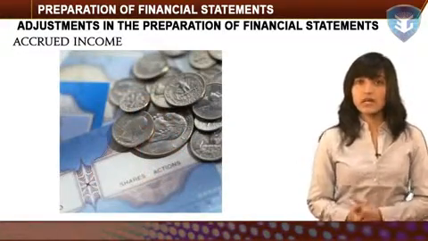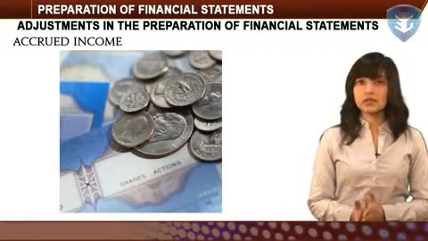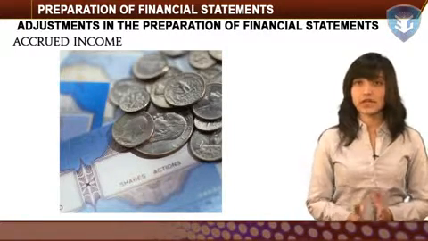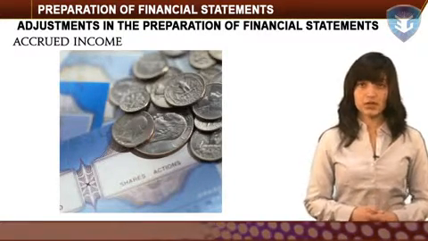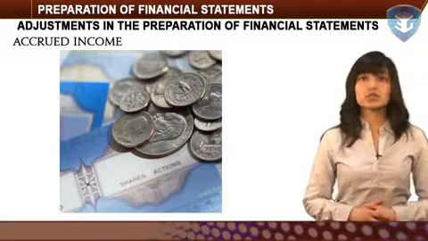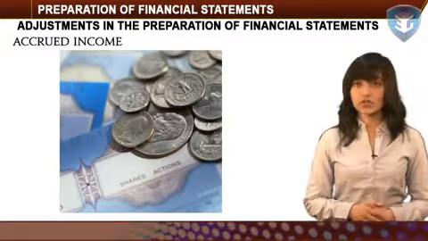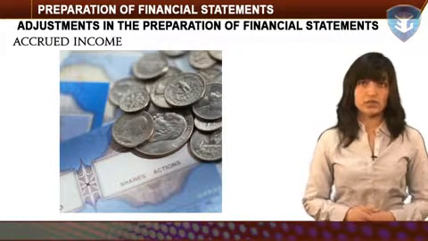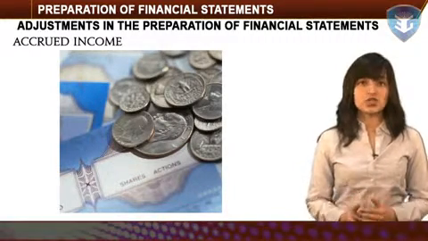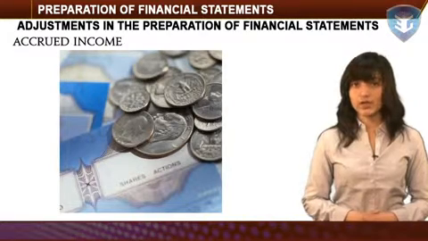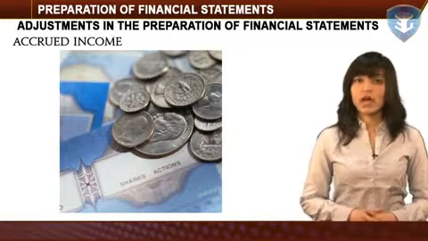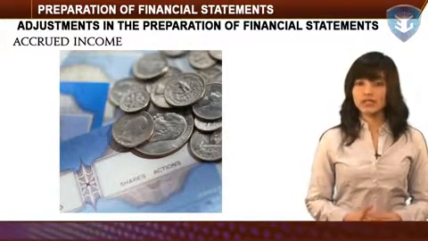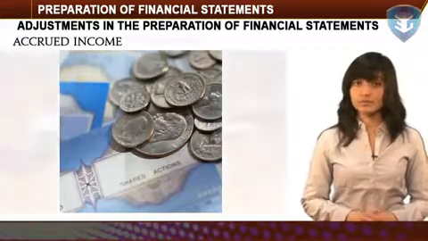Accrued income. Accrued income refers to the income earned but not received till the end of the current accounting period. For example, interest on securities and dividend on shares are earned but may not be received in the same year. This type of income requires adjustments before the preparation of financial statements. The accrued income is shown at the credit side of the income account.